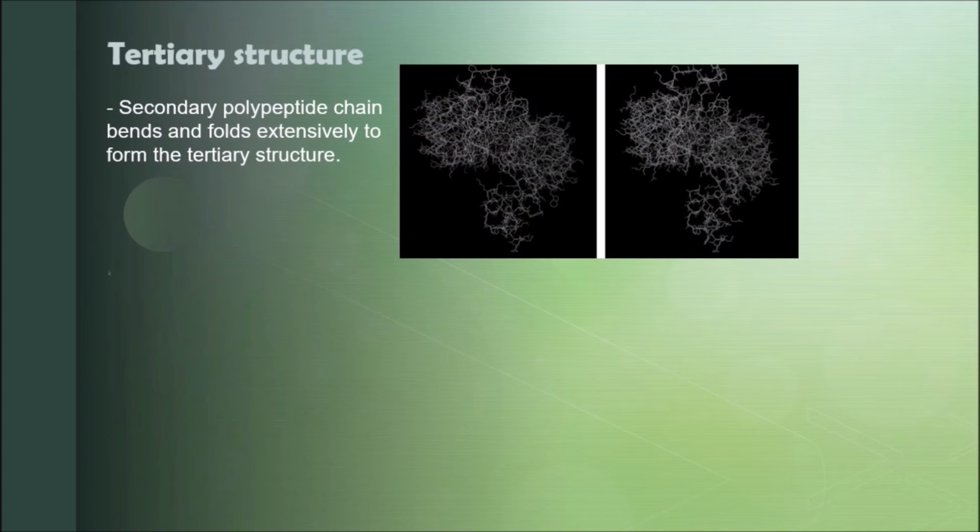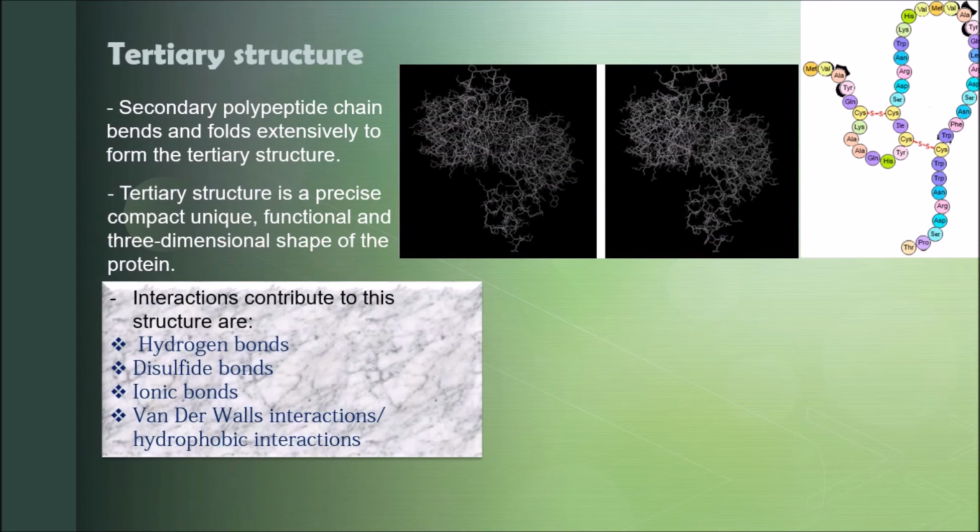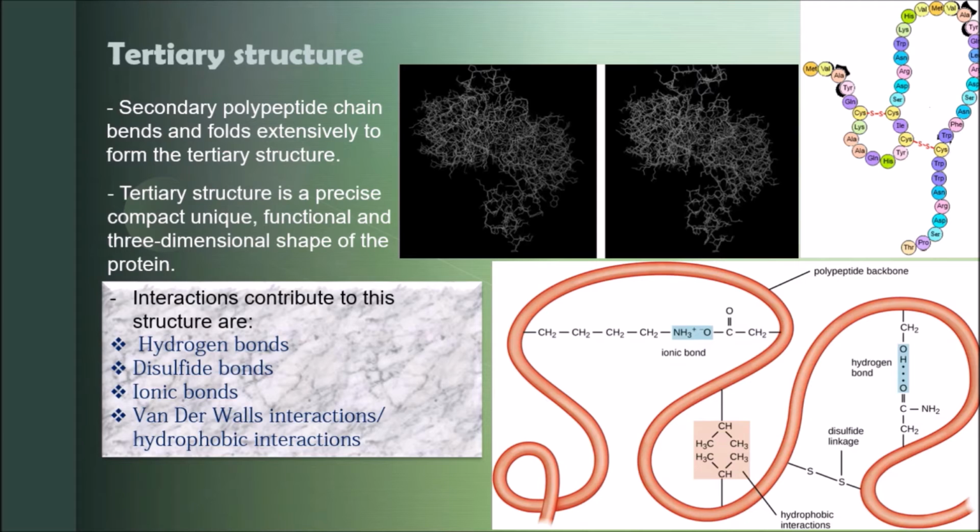Tertiary structure. The secondary polypeptide chain bends and folds extensively to form the tertiary structure. It is a precise, compact, unique, functional and three-dimensional shape of the protein. Various interactions between the side chain R groups of amino acids contribute to this structure. Those include hydrogen bonds, disulfide bonds, ionic bonds and van der Waals interactions. They are also called hydrophobic interactions.